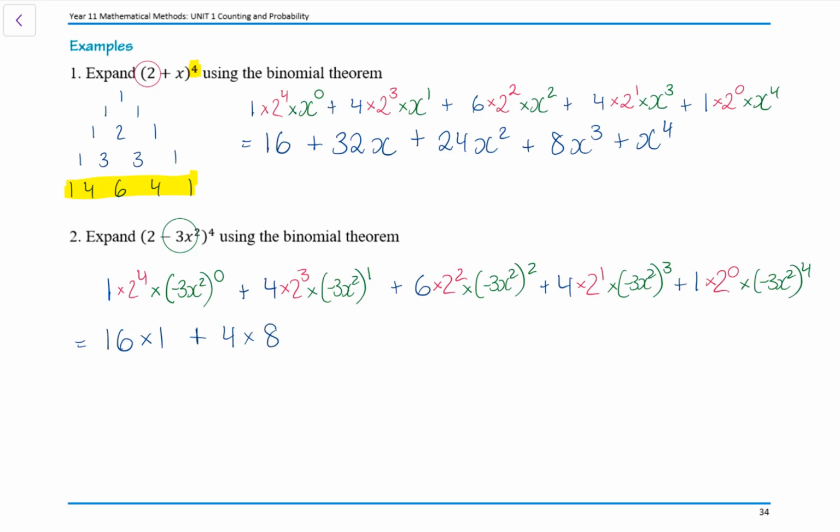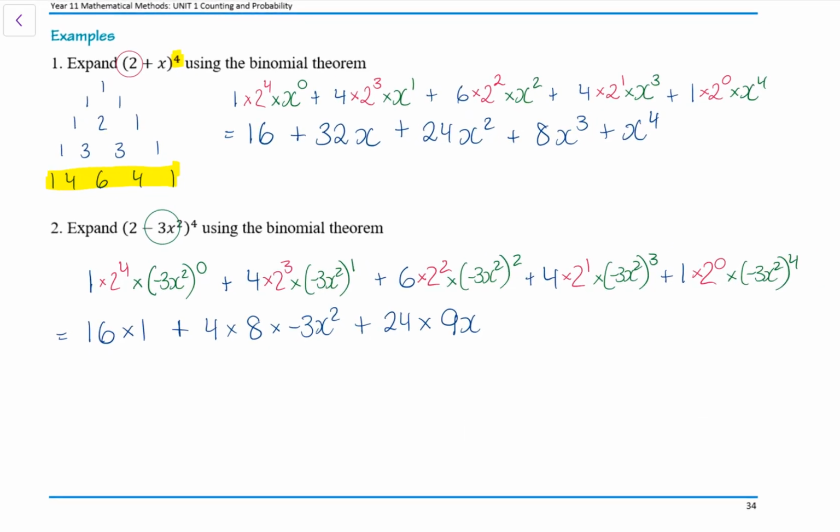Negative 3x squared. So we've got minus 3x squared because that's all to the power of 1. Plus, we've got 6 times 4 is 24, times by negative 3 squared is 9x, 2 times 2 is 4. Plus 4 times 2 is 8, times negative 3 cubed is negative 27x, 2 times 3 for our powers is 6. Plus negative 3 to the power of 4 is 81, so you've got 81x, 2 times 4 is 8. So remembering, we're just multiplying those powers from our index laws.